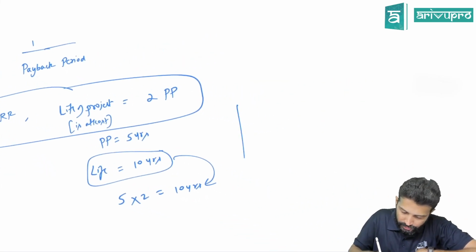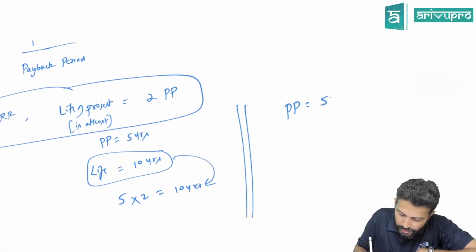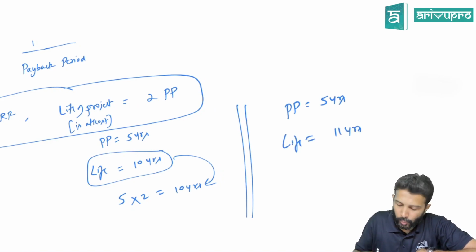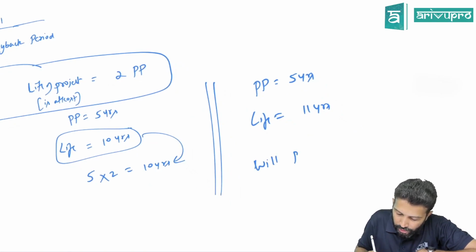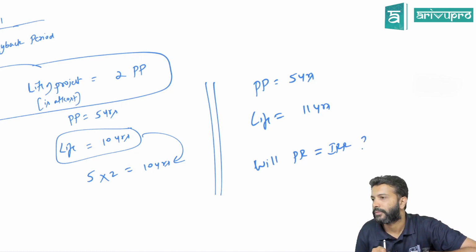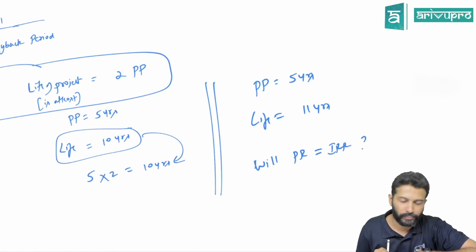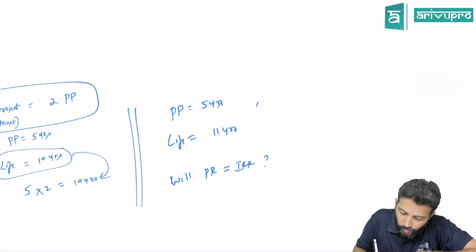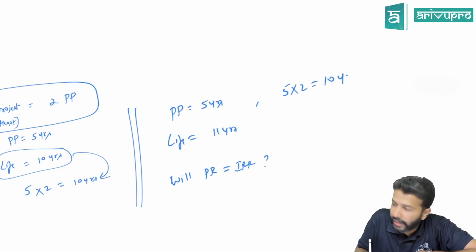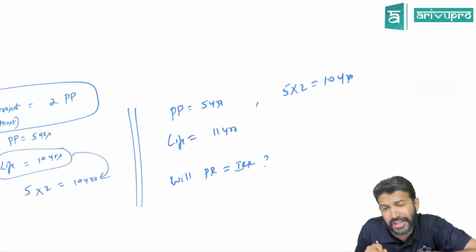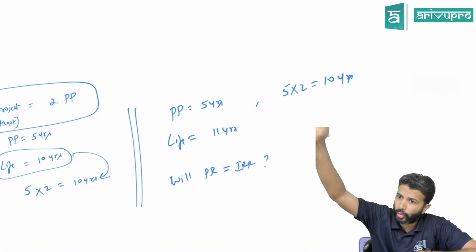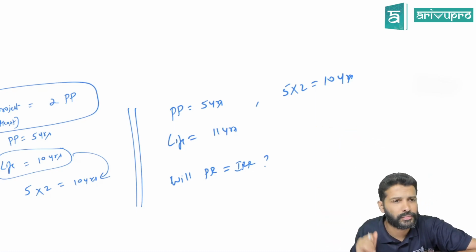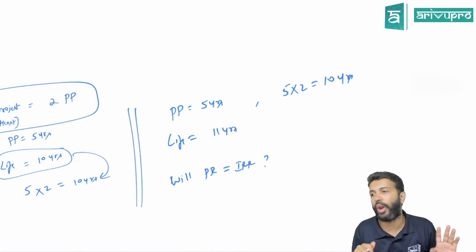Okay, if I have to modify this example, let's say payback period is 5 years. Life of the project is 11 years. Question is, will payback reciprocal be more or less equal to IRR? Yes or no? How are you concluding? Because the life of the project is at least twice. If you calculate twice, it will be 5 into 2, which is 10 years. Is the life of the project at least 10 years? 10 years and above is okay. But below 10 years, that scenario as per the hypothesis will not work.